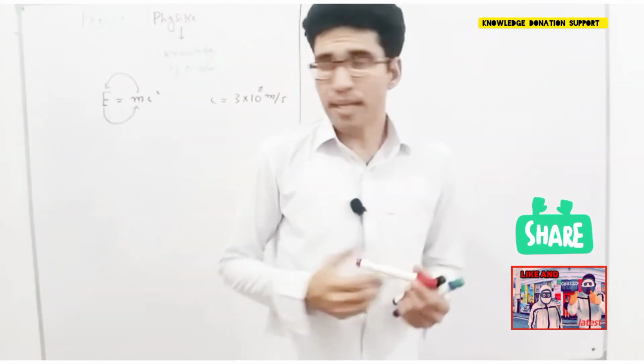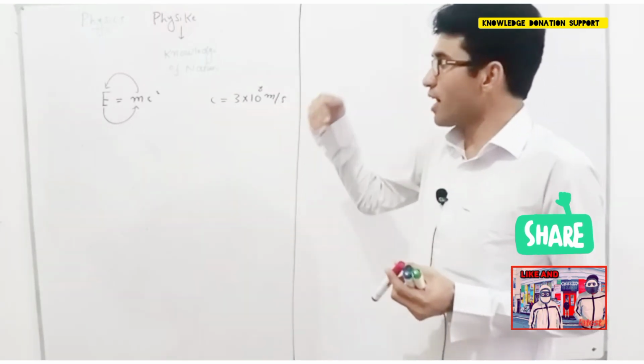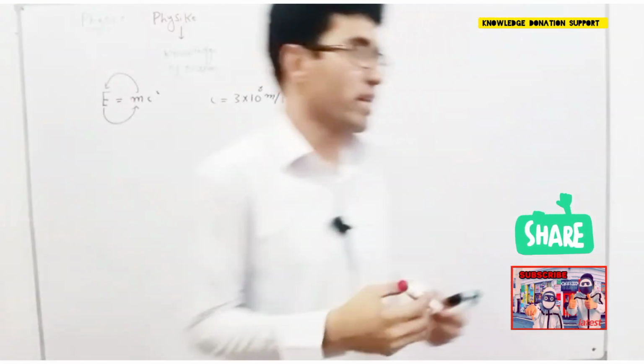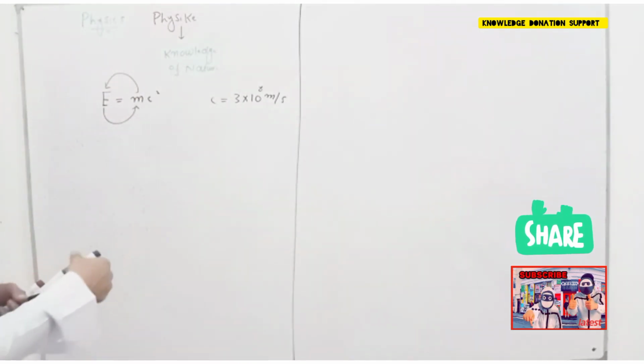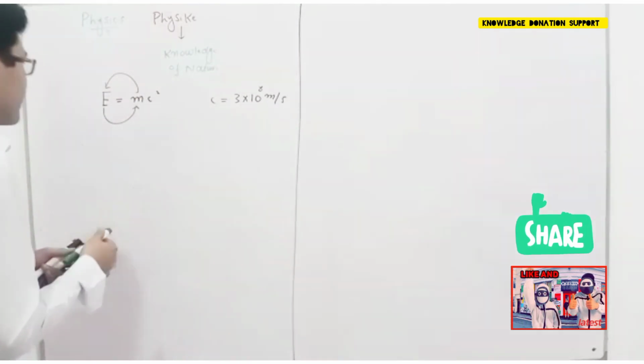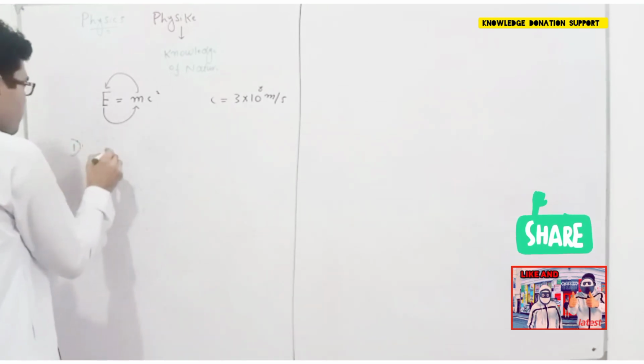There is a practical example of measurement in physics, showing how energy is converted to mass and mass to energy. Practical example of E is equal to mc square. Number 1 is pair production.